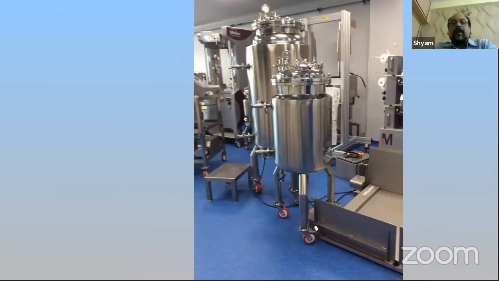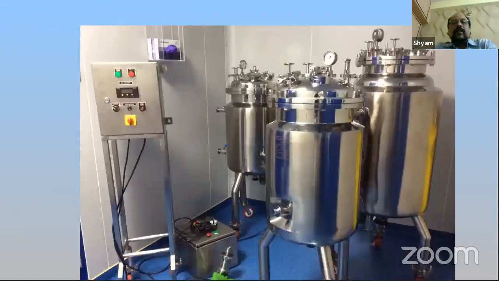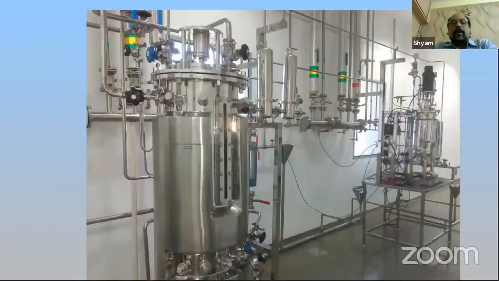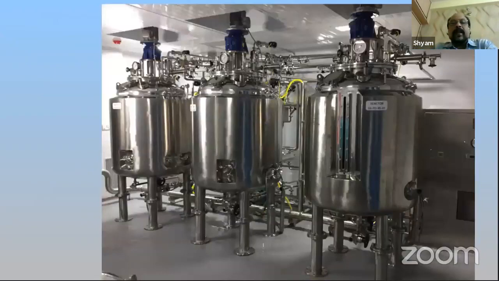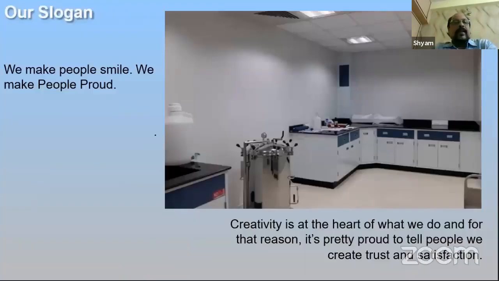Again, certain equipment, examples of our recent productions, certain things with control panels and other things. Also installed fermentation, again there is a series of mixing vessels. We generally believe in the customers and our creativity, and we feel proud when the customers feel that they can trust us and they are satisfied with us.